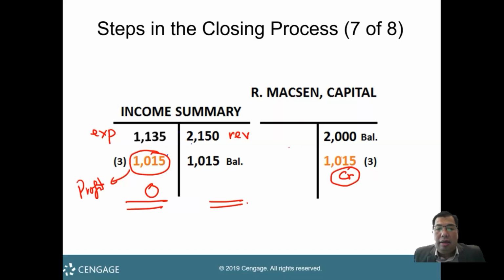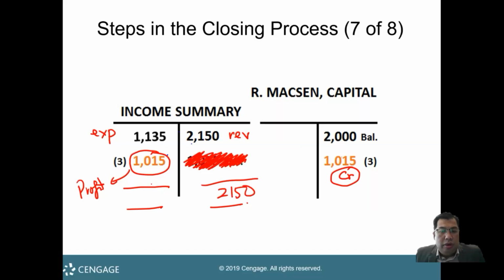Yeah. So this one, can you correct this? Not this one, yeah? Okay, this is, yeah, correct this. Okay. So this is the balance. If you close the account, it'll be like this. Let me correct this for you. 2150. The balance is zero. Okay. So our capital now increased by 1015.